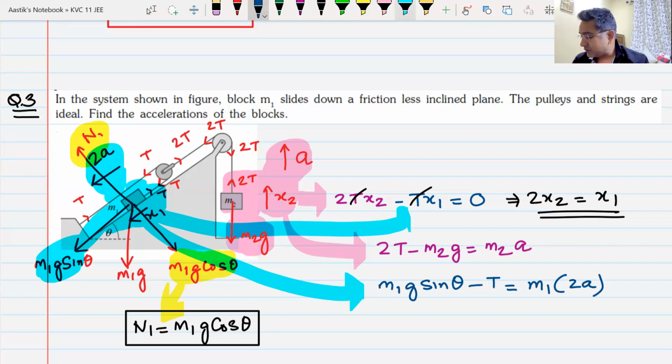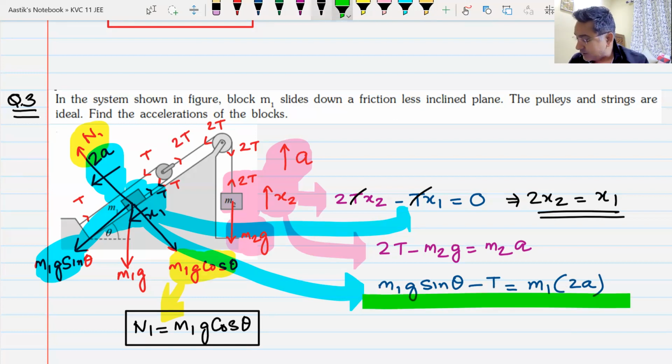Now it is the simplest problem in the entire universe. Anyone can do this. Add the two equations. Tell me the value of a. What is the value of a that we are getting? a is equal to (2m1 sin theta minus m2) into g by (m1 plus 4m2). Yeah, well done. I hope that you are giving the answer so confidently. So it must be correct.